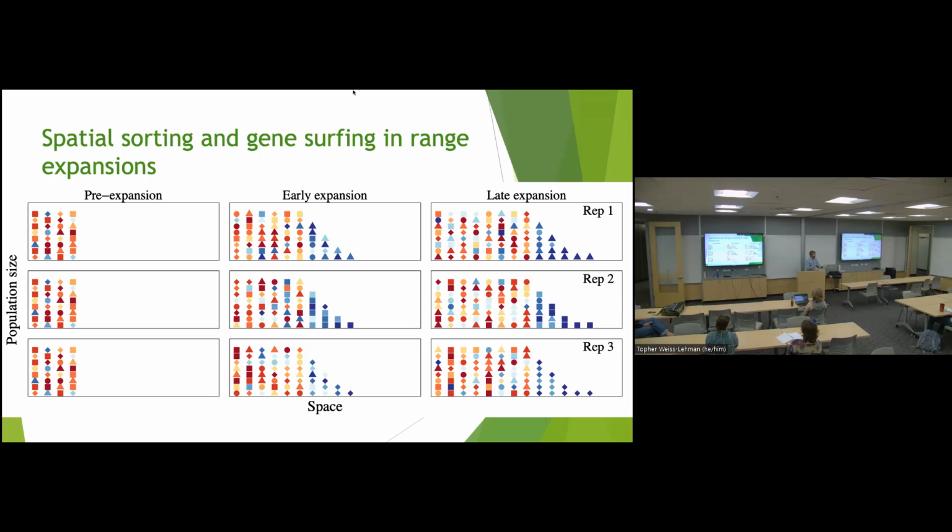And this allows us to tease apart, just looking at these patterns, that maybe this blue color is associated with dispersal or some other trait that's selected for in the expansion process, and these shapes are more due to neutral fluctuations from that gene surfing mechanism. And so being able to replicate this process is really important to tease apart gene surfing versus spatial sorting. So that's what led us to some of these microcosm experiments.